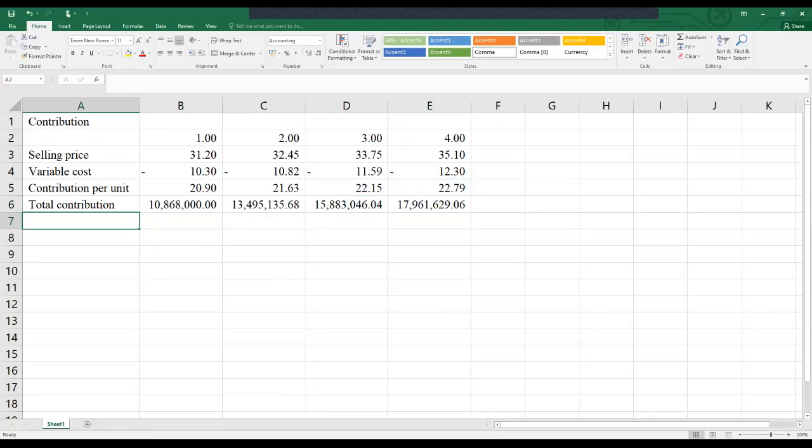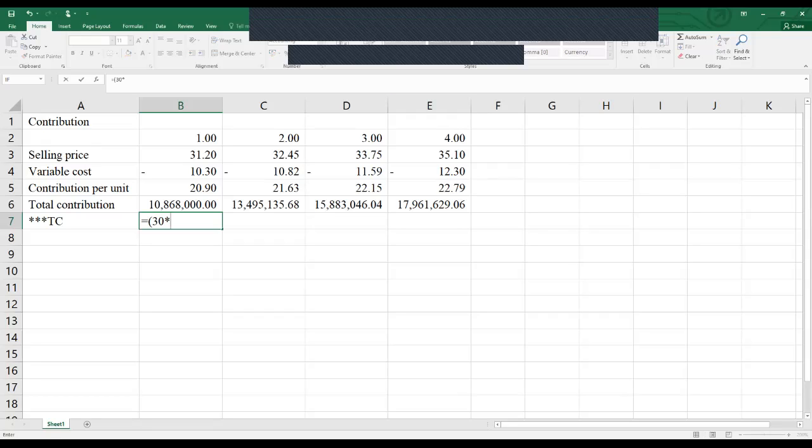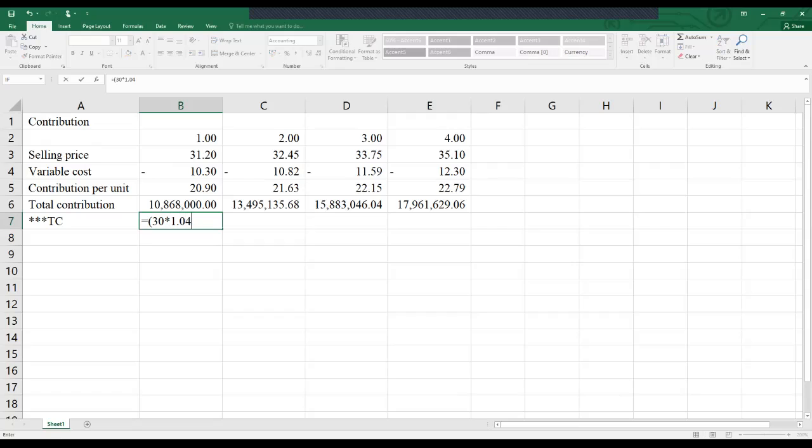Therefore, the total contribution. As I was saying, you can get total contribution in one working, in case you're confident. For example, total contribution, TC, will be equal to selling price, in one working 30, times 1.04 to the power of 1, which is year 1 here, minus variable cost, which is 10, times the inflation 3%, 1.03 to the power of 1.